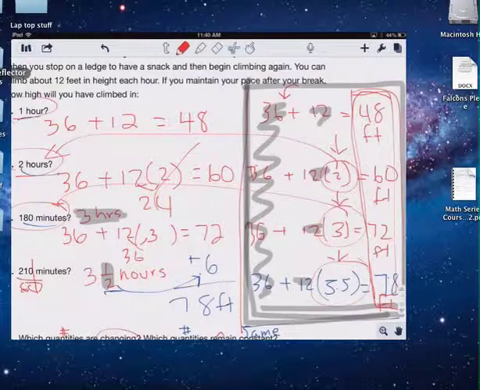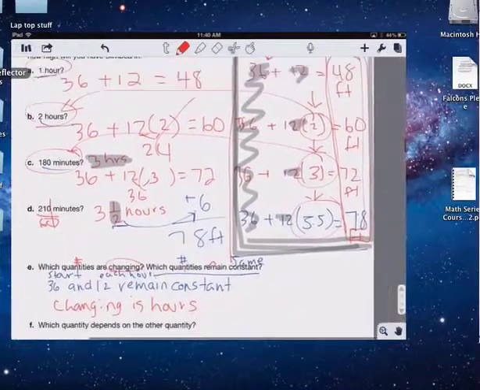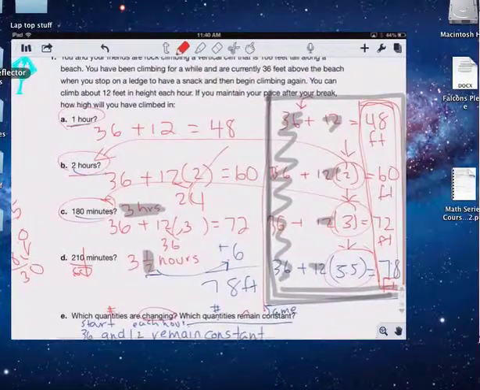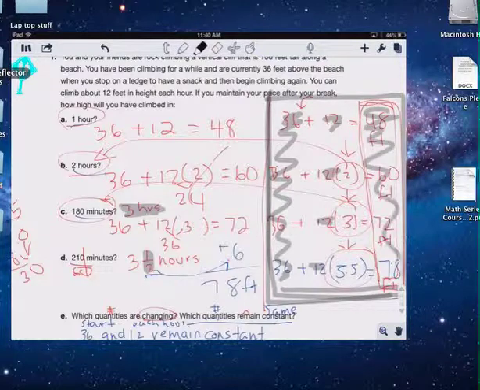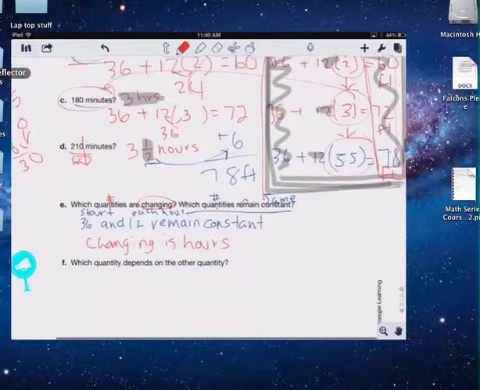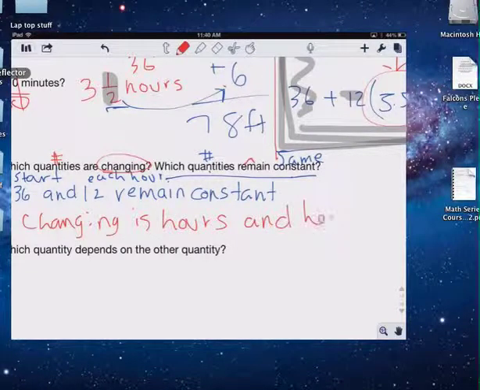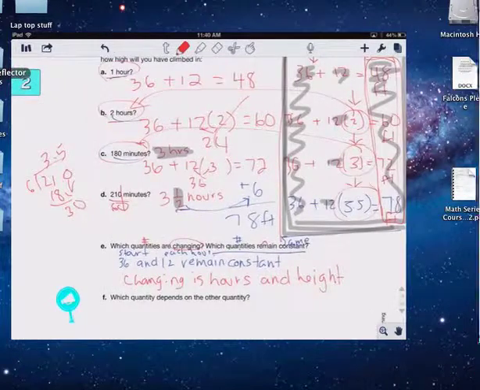The different numbers represent the distance. The height. The answer here represents what? The height. How high they're at. So what is changing? The hours and the minutes. They keep climbing. Those represent the height.